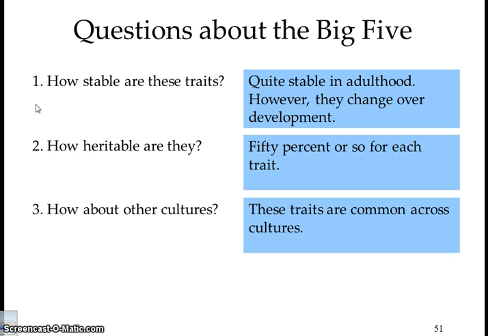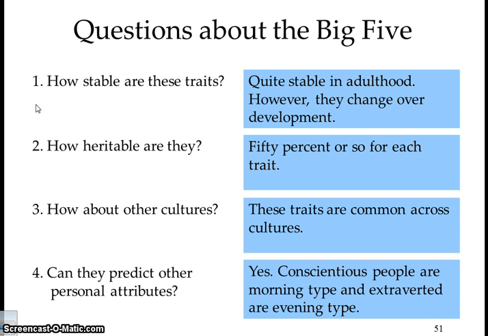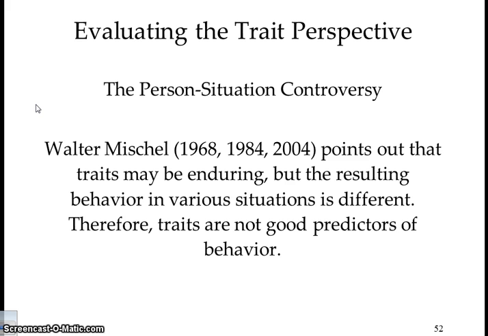These traits are pretty common across cultures. Can they predict other personal attributes? Yes, conscientious people are morning types, and extroverts tend to be the evening type, partygoers. Now, the person-situation controversy.